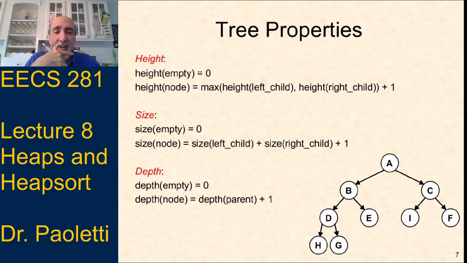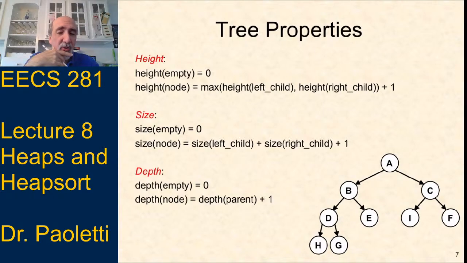So we've got the height of an empty tree is 0. That would be the same as saying the height of a null pointer. If I give you a null pointer, you would say the height is 0. Otherwise, the height of any node is the maximum of the height of its left child and the height of its right child plus 1. So the plus 1 is for the current node.